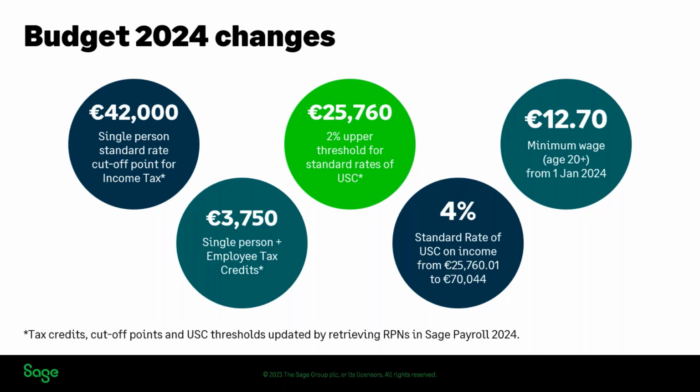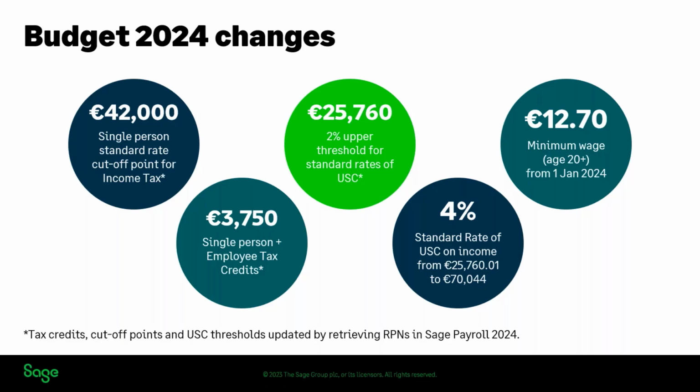Employee and single person tax credits, the tax credits are all increasing. So the example of single person who is an employee would be a total of 3,750. The 2% upper threshold for standard rates of USC increasing to 25,760. And there has been a rate change this year for USC. So on income from that 25,760 up to the 70,044, it's come down from 4.5% to 4% standard rate USC.